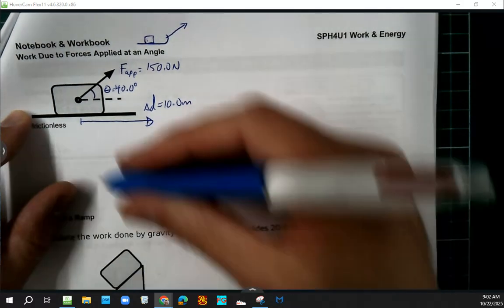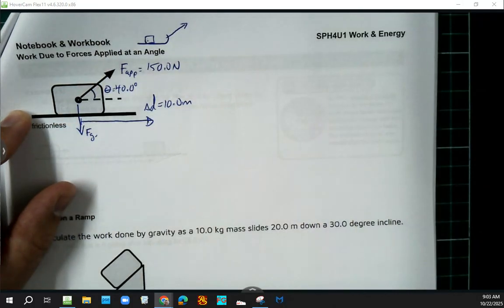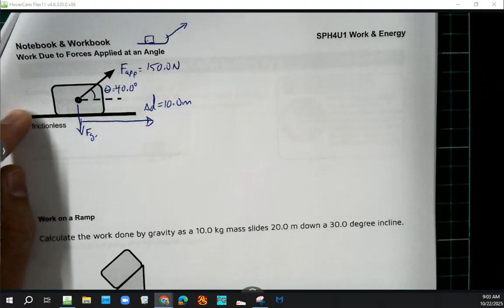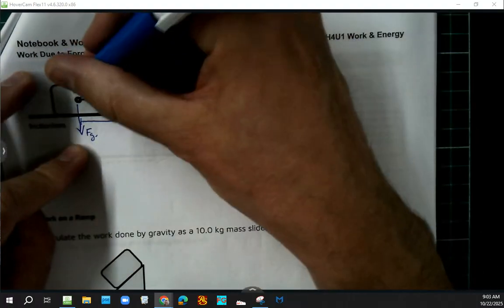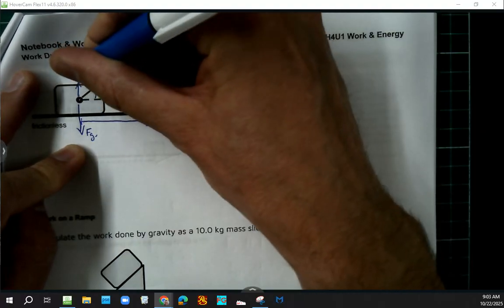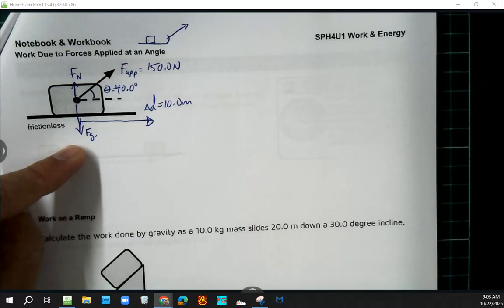Keep in mind that this is an object that has a force due to gravity. When you're pulling up at an angle, what's going to be true about the normal force compared to the force due to gravity? Less than, right? We learned that in the dynamics unit. So I'll be a little bit scale-ish about that. But this is frictionless, so there are no forces acting to the left. The question here, though, is what's the work done by this applied force on an angle?